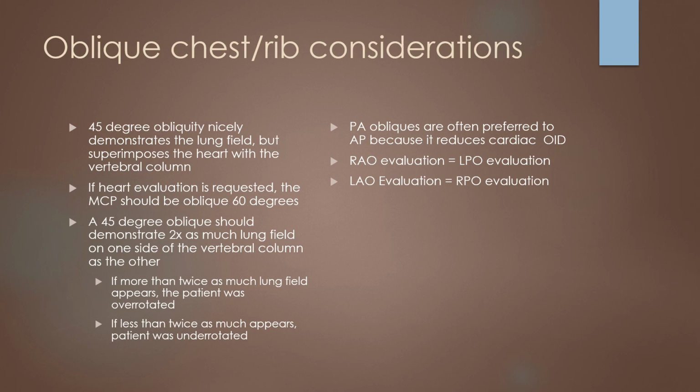PA obliques are often preferred because it gets the cardiac OID reduced. And we know from your positioning class that an RAO is basically equal to an LPO. So whatever I see on an RAO, I'm going to see on the LPO. It's just the area that's going to be magnified or away from the image receptor is going to be different. But basically, they're the same image. And LAO is then going to be basically equal to an RPO.